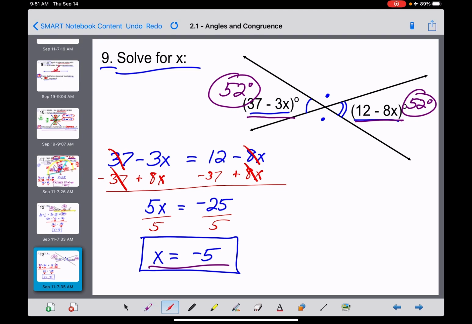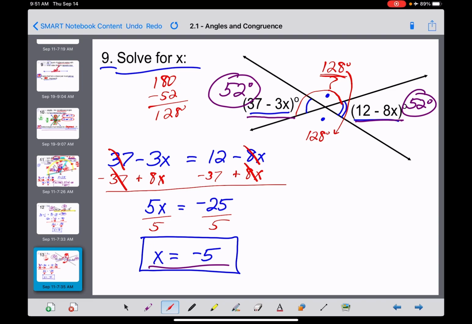Just for fun, if you wanted to find the measure of this angle right here, you have a linear pair right there, guys. They have to add up to 180. So if we did 180 minus 52, that would get you 128, I believe. That would be the measure of this angle right here. And right below that is an angle that's a vertical angle with this guy. So that would have to be 128 as well.